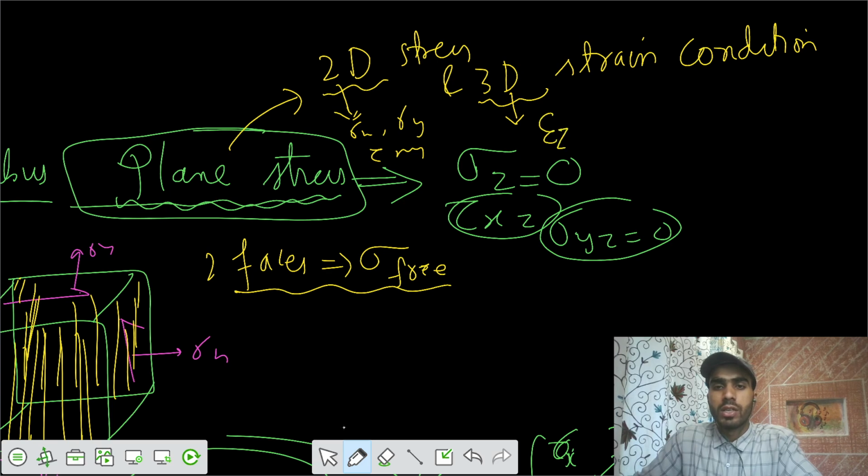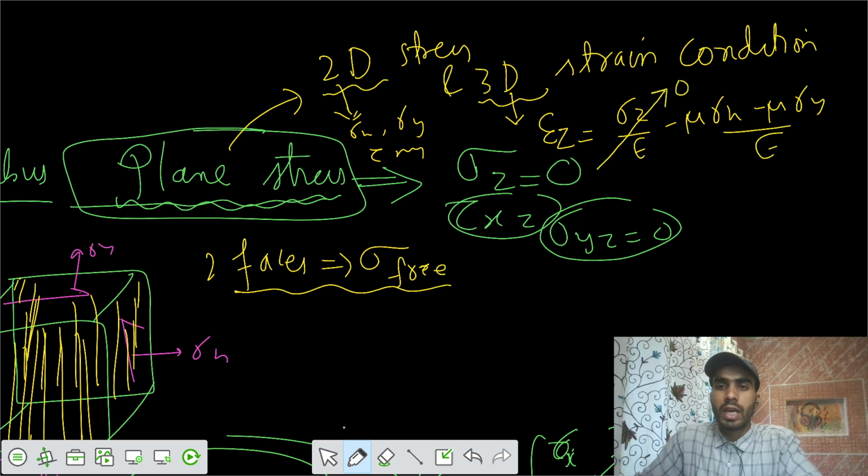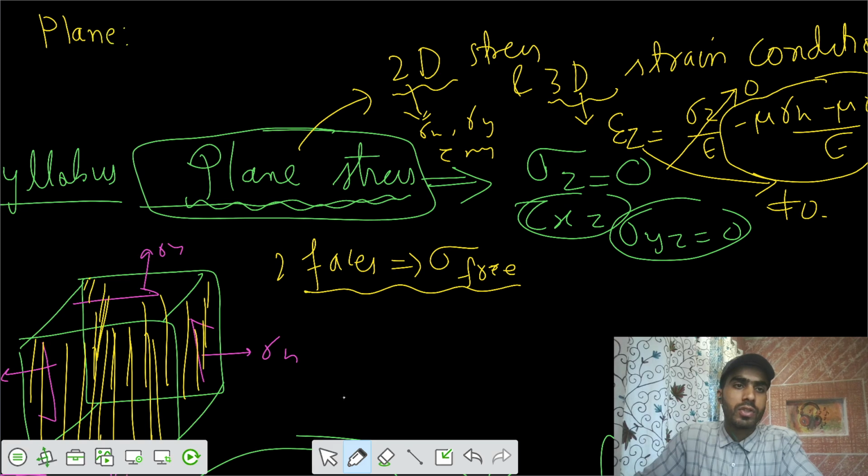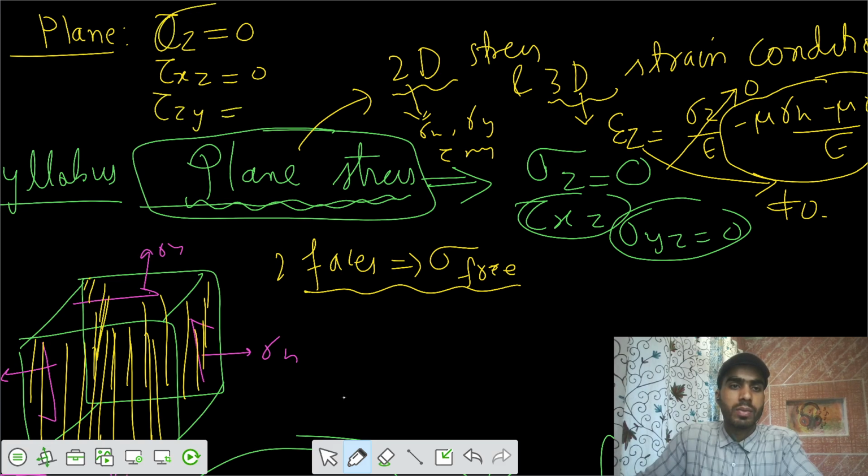We know that from the Poisson ratio, strain in z equals sigma z by E minus mu sigma x by E minus mu sigma y by E. If sigma z is 0, the effect of the Poisson ratio would still be there. Strain in z is not 0. So the plane stress condition means sigma z must be 0, tau xz must be 0, and tau zy must be 0.